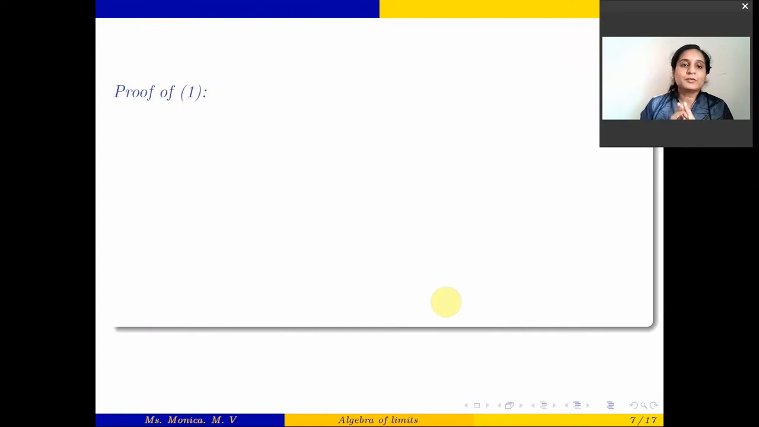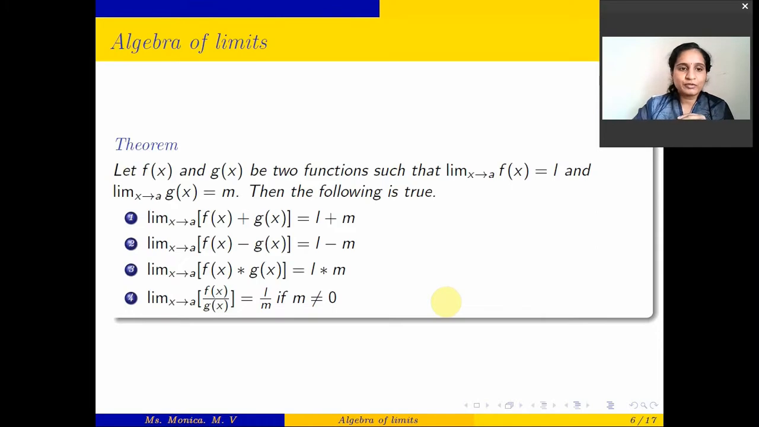We will try to prove this theorem. Proof of 1. What is 1? I already know the limit of f of x. I already know the limit of g of x. I need to find the limit of f of x plus g of x at x tending to a. Before we begin with the proof, I will simply recall what is the epsilon delta definition.